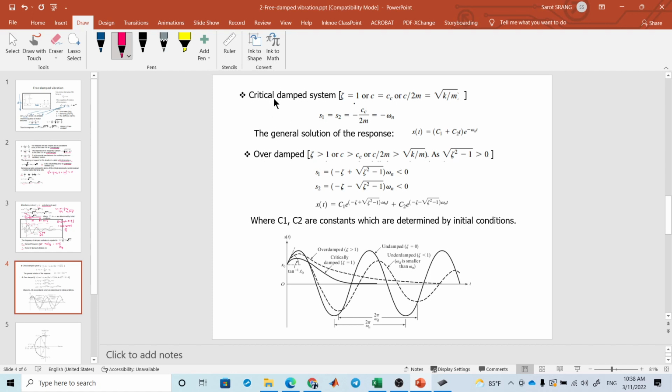The next case, critically damped. In the case of zeta equal to 1, or you can say c equal to this, the general solution looks like this. In this case, there's no oscillation, so the curve is just like this one, and then goes to this one.